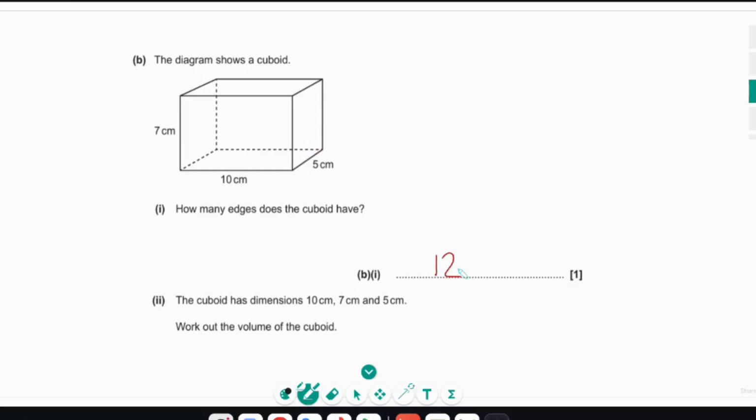The cuboid has dimensions 10 by 7 and 5. Work out the volume. To get the volume of the cuboid, you just multiply all the dimensions together. So 10 times 7 times 5 is 350 centimetres cubed.